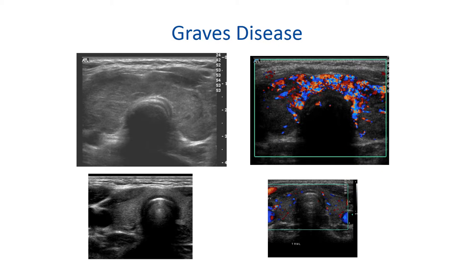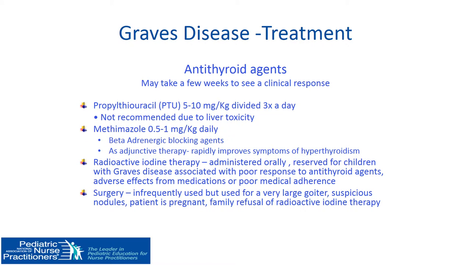The treatment for Graves' disease is using antithyroid agents. It takes a few weeks to see a clinical response. So if you have a kid who's hyperthyroid, who has hypertension, tachycardia, all those serious side effects from the hyperthyroidism, you're going to have to treat that first because it's going to take a while for the antithyroid agents to actually kick in and fix the situation. So the antithyroid agent we would use is propylthiouracil, or PTU. We use 5 milligrams to 10 milligrams per kilo divided 3 times a day.